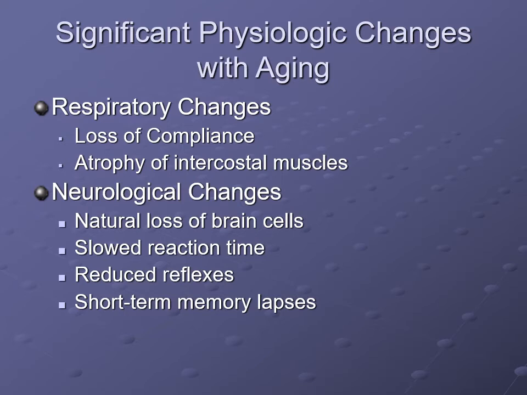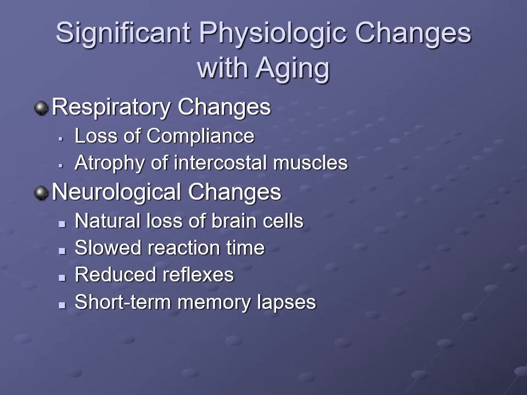Respiratory changes, loss of compliance, and compliance means the ability of the lungs to expand and take in air. So that reduces. Atrophy of intercostal muscles can occur. Neurological changes, natural loss of brain cells. And remember, brain cells are not mitotic, so you lose them, they're gone, they're not coming back.